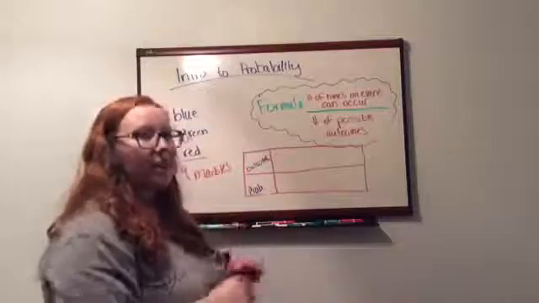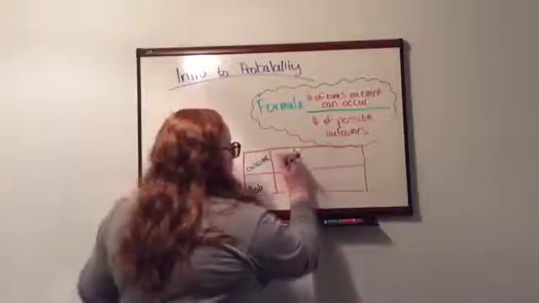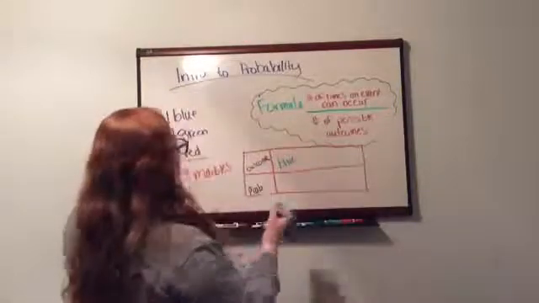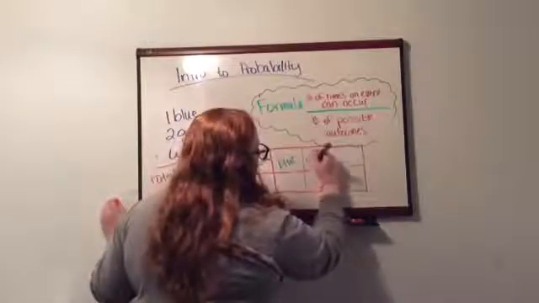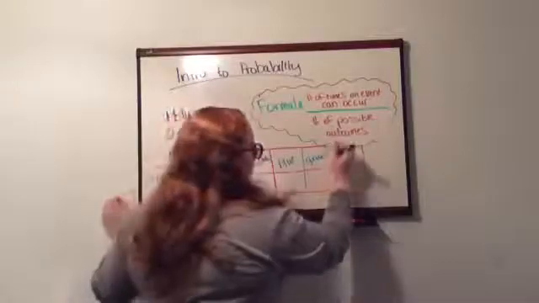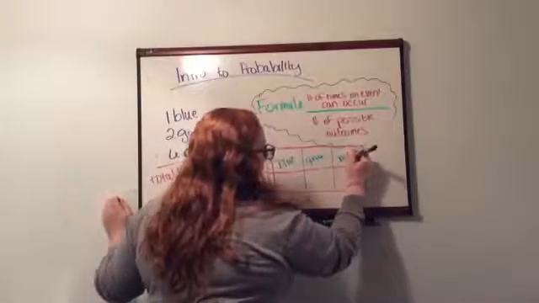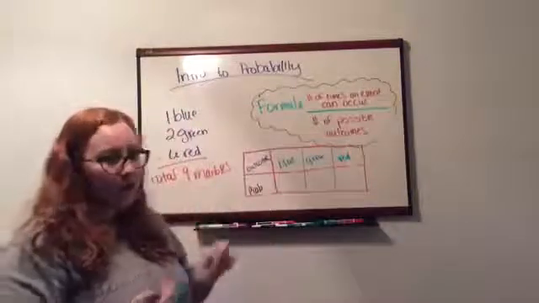So let's list our outcomes first. We could possibly pull out a blue. We could also possibly pull out a green. Or we could pull out a red. There are no other options, right? We can either pull out a blue, a green, or a red.